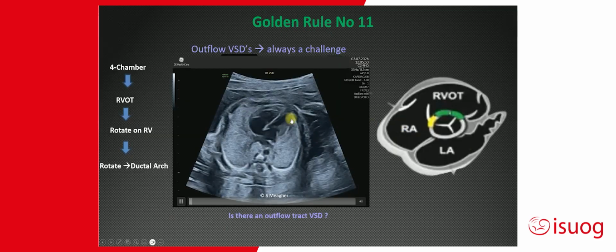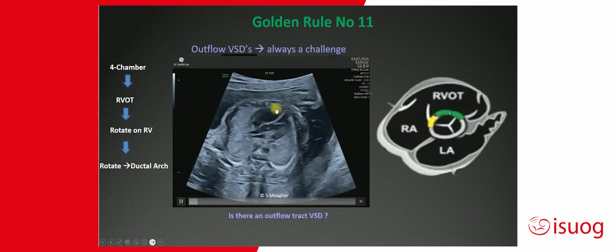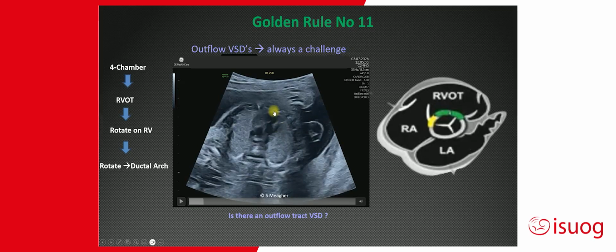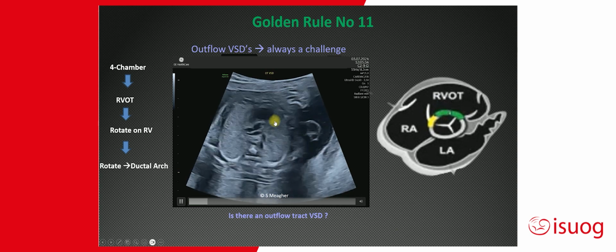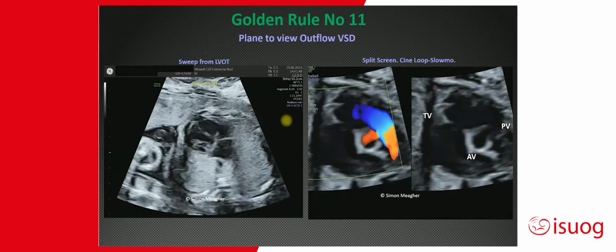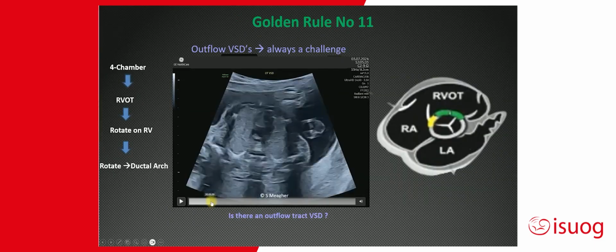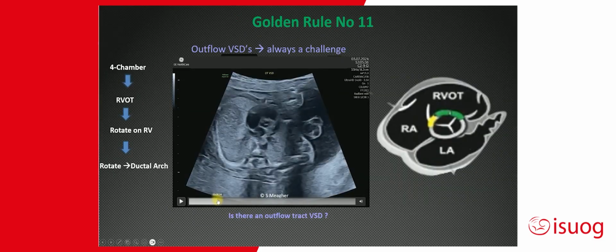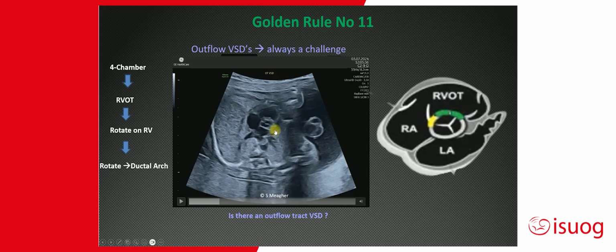So you take a 4-chamber view of the heart, you sweep to the right ventricular outflow tract, you've got your pulmonary artery and the free wall of the right ventricle, then you rotate the transducer until you get to the ductal arch. Now if you look at this image, at this point here, you have your Mercedes-Benz sign, and this is your tricuspid valve and your pulmonary valve. This is the point which you want to catch just here. And it's here that you're going to be looking for your outlet VSDs.